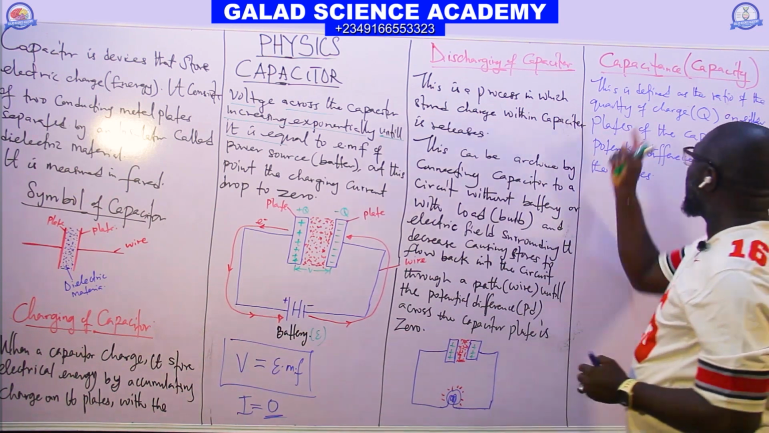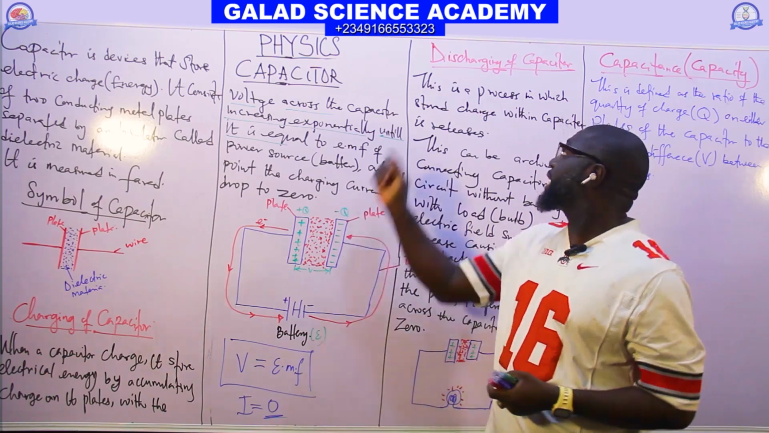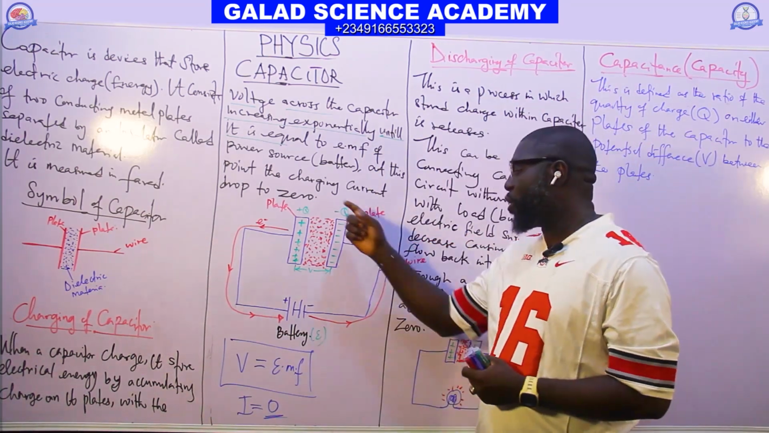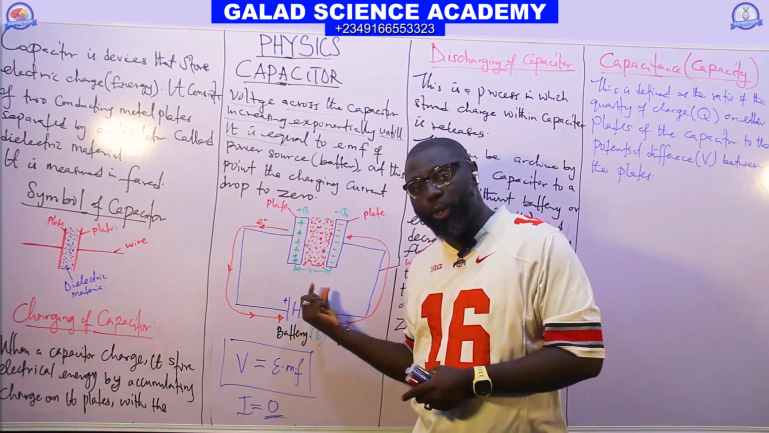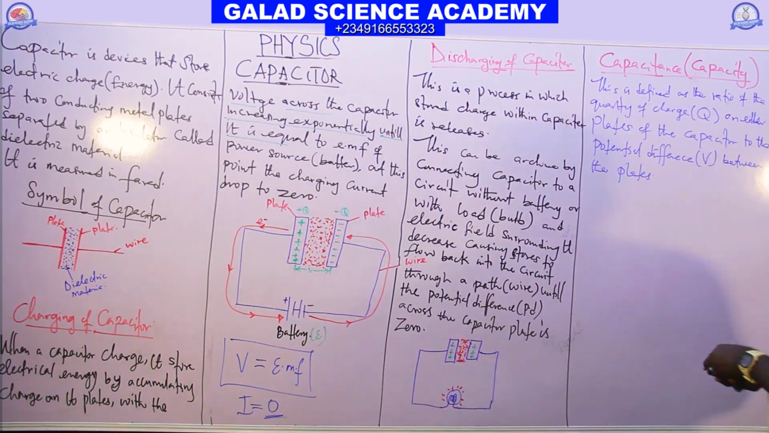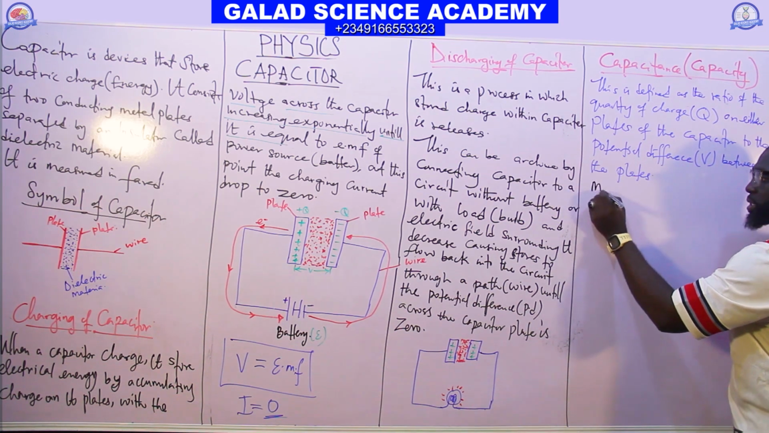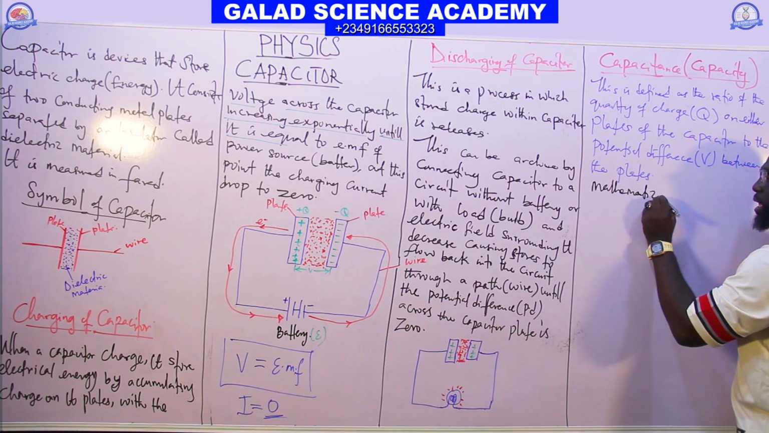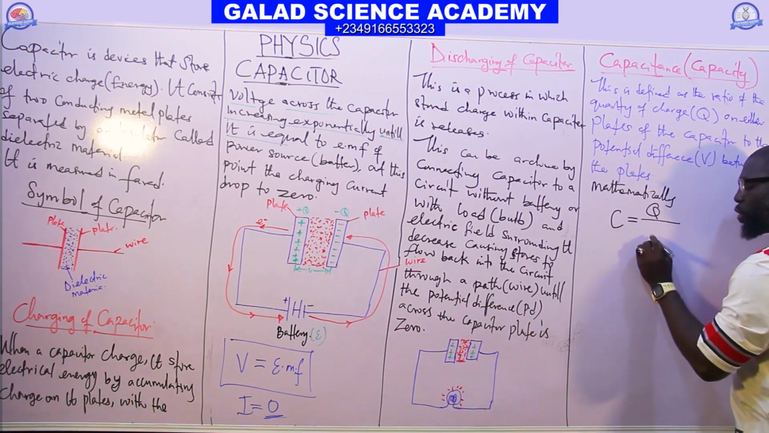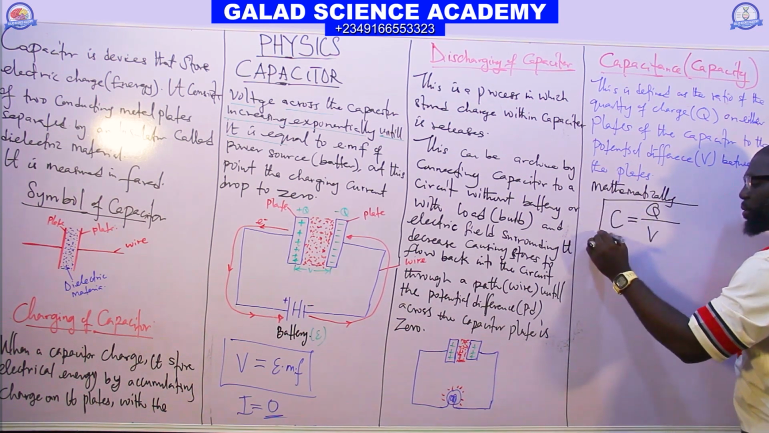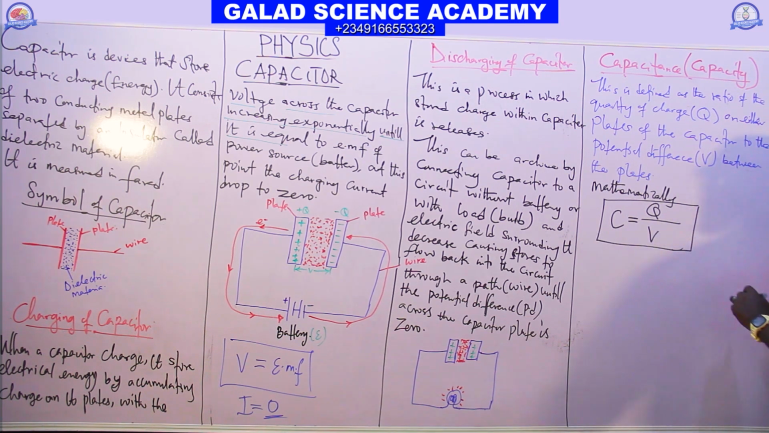See, the capacitance is just a measure of the capacity of a capacitor, which is the ratio of the charge accumulated on the plates to the potential difference between the plates. So mathematically, we can have capacitance C to be the ratio of Q over V. So this is the formula for the capacitance of a capacitor. Let's take this as example. Example 1.